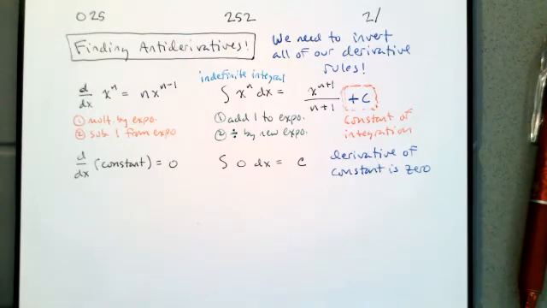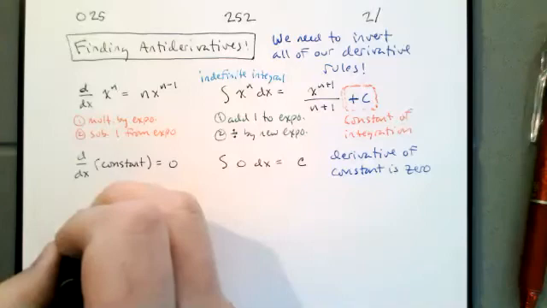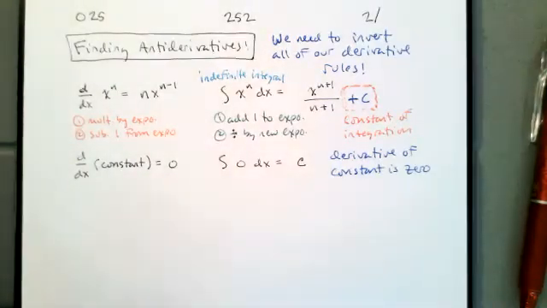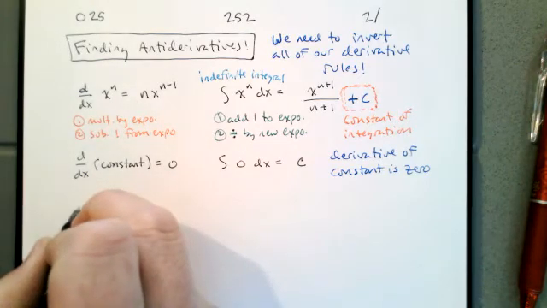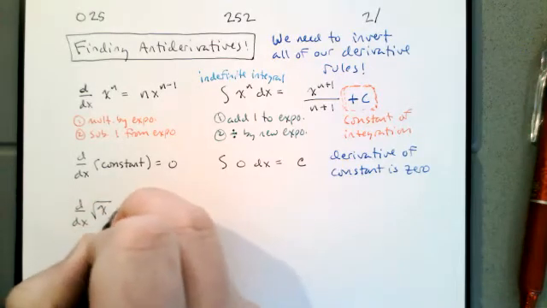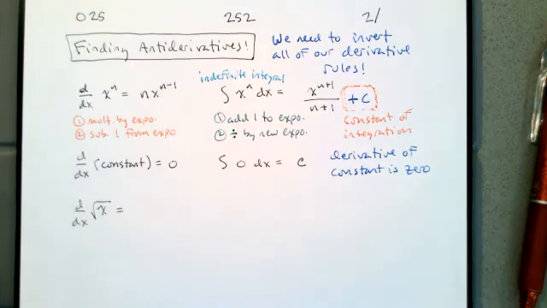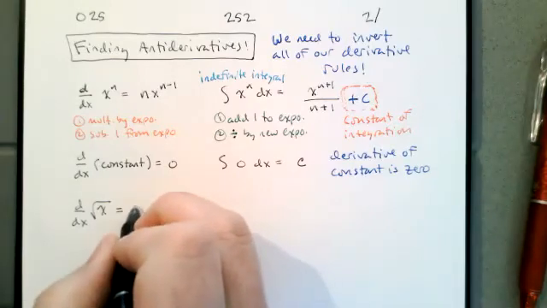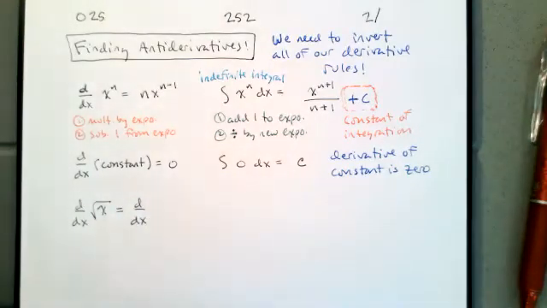So add 1 to the exponents, divide by the new exponents. If we think back to derivatives, we got a lot of mileage out of this. We get a lot of mileage out of just writing powers of x. So remember, if we took the derivative of the square root of x, how did we read the square root of x so we could take its derivative? X to the half. X to the 1/2 power.